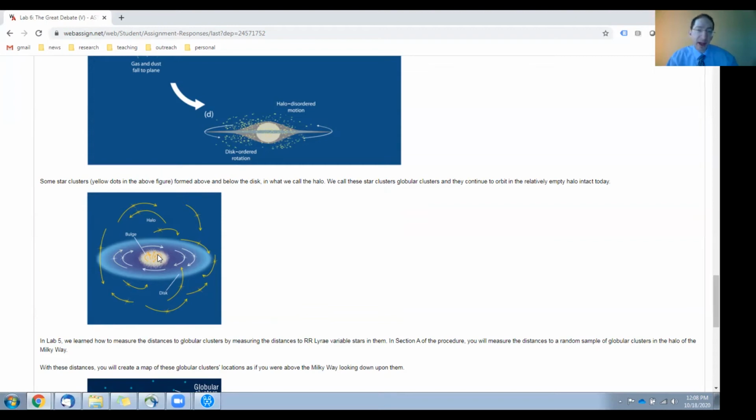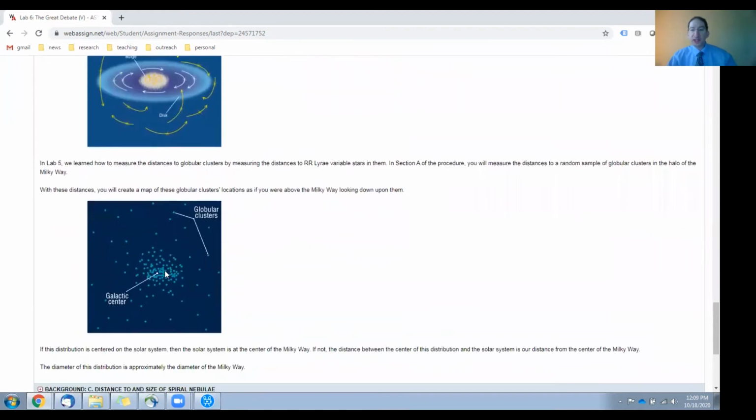Just as we did in Lab 5, we'll use an RR Lyrae star in each of these to measure the distance to a globular cluster. We'll measure distances to about 30, randomly selected out of the approximately 150 globular clusters orbiting around our galaxy. Once we have those distances, we'll use the graphing application to make a top-down map. What the distribution looks like if we were outside of our galaxy, on top of it, looking down. It'll look something like this.